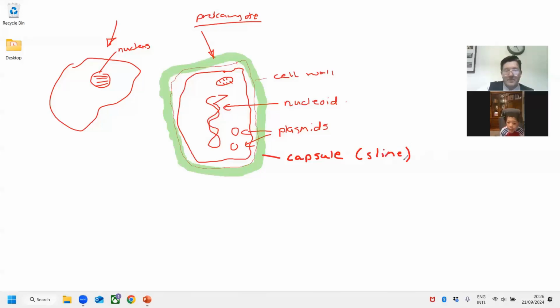Capsule. So read through for me these four labels. What are they? Capsule, slime, plasmids, nucleoid, cell wall. They're the four labels. And what type of cell is this? Prokaryote. Right. Now give me some labels for a eukaryote.